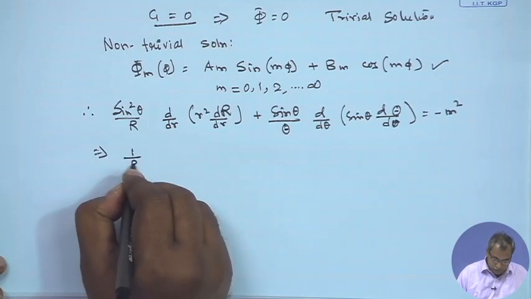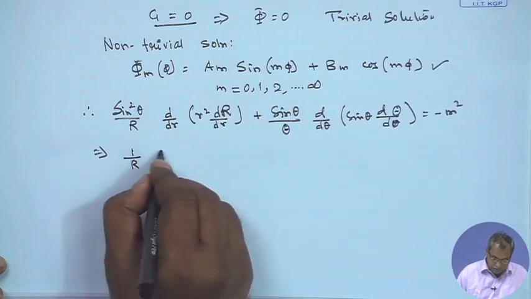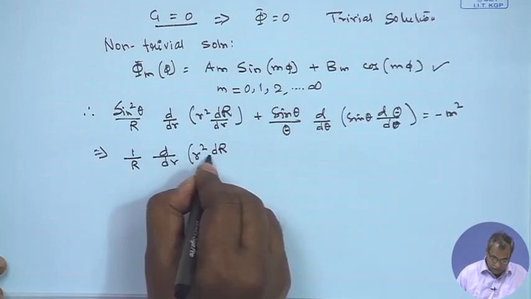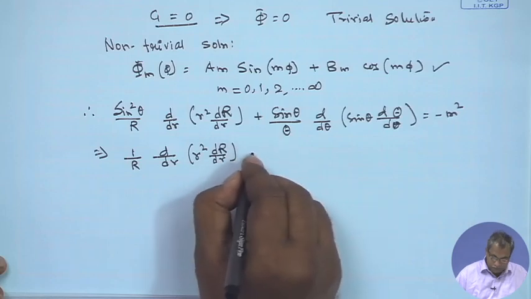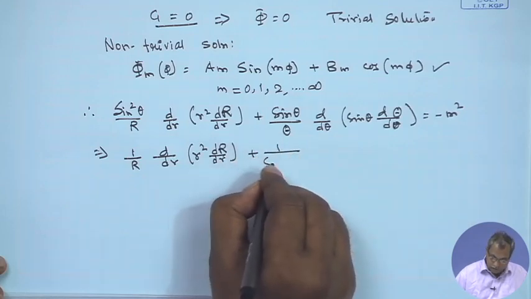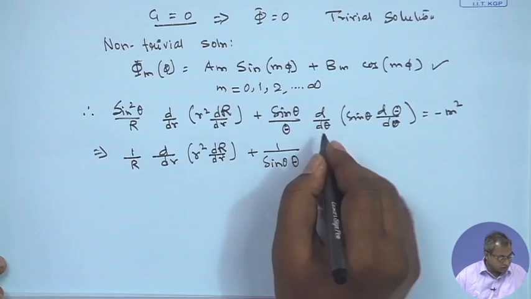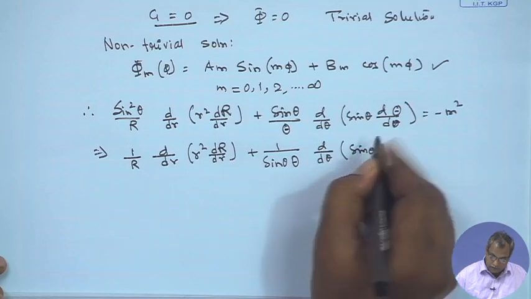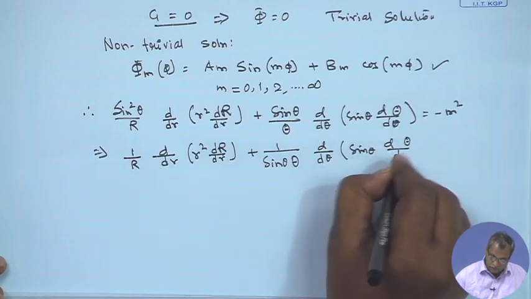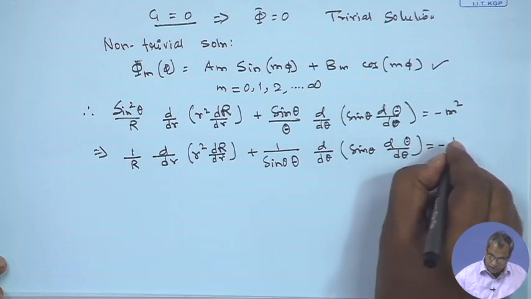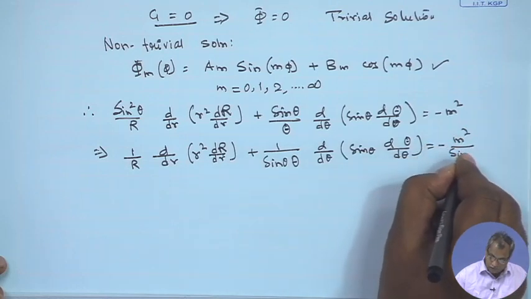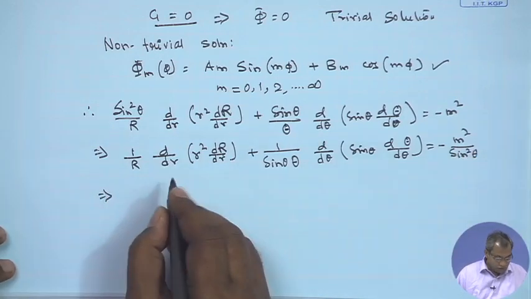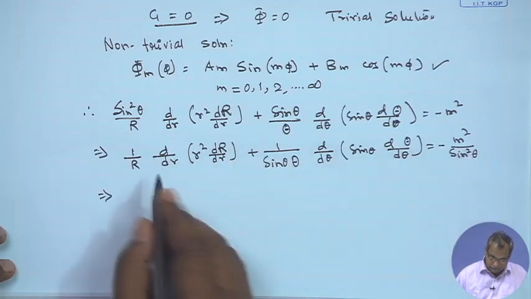So, one more step, I divide by sine squared theta. So, 1 by r, d dr of r squared dr, plus 1 over sin theta, d d theta of sin theta d theta, is equal to minus m squared over sine squared theta. So, I take it on the other side, and m squared over sine squared theta on this side.